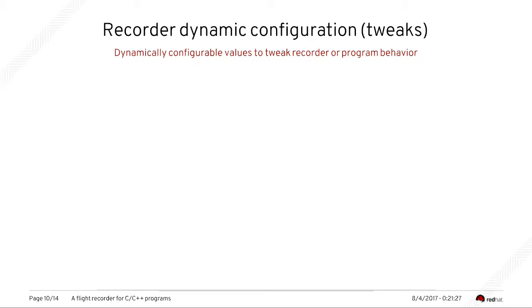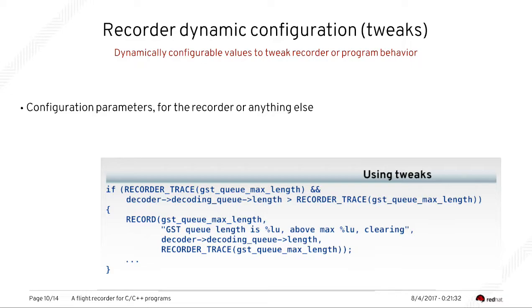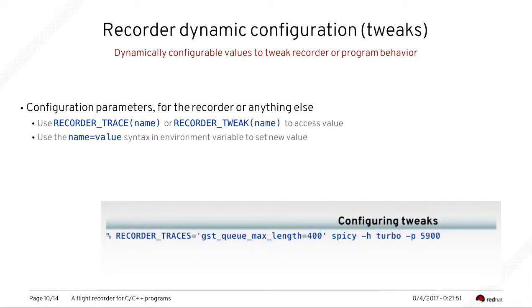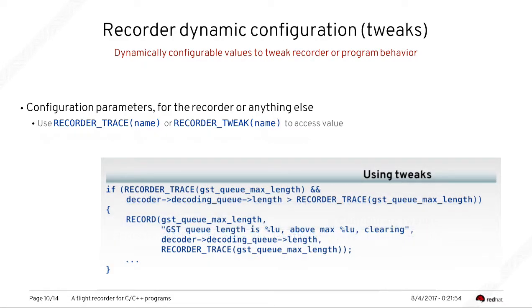Now, as you can see, the recorder is designed to be configured dynamically. What is interesting is that the configuration parameters are accessible for you, and you can do something else with it. For example, the recorder trace for the GSP queue max length can be used to set the length at which I'm interested in seeing something. So if I set the length to 400, for example, that means I'm only going to see the lengths that are above 400 due to the second test, the test on the second line.